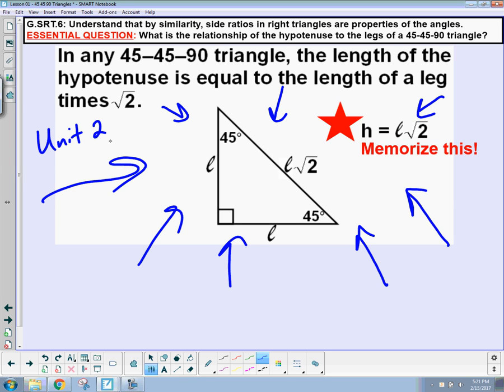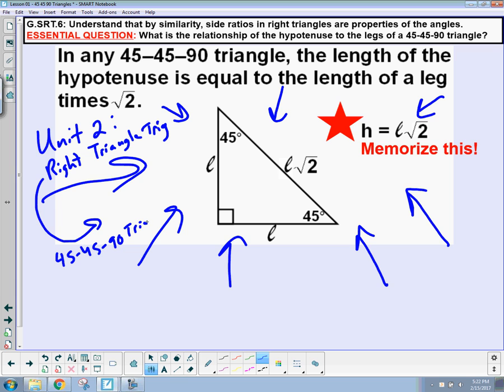Right triangle tree. Put that on the next blank page. This will go on the next page, and you can title it 45, 45, 90 triangles. It's really going to be called special triangles. Special properties of triangles, but you know, we'll get into that.